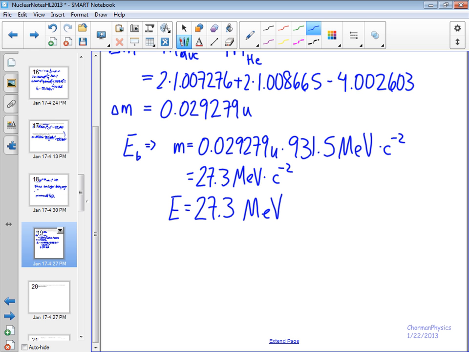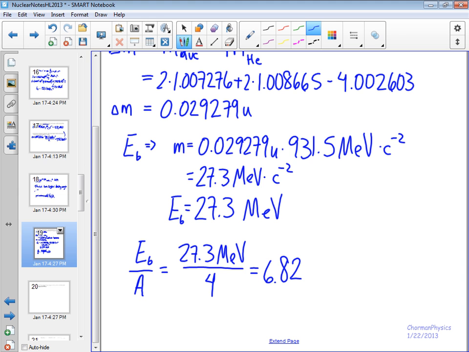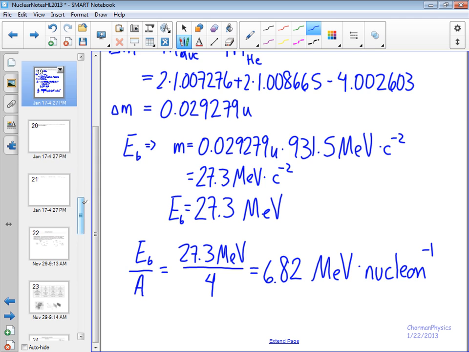So finally, the binding energy per nucleon, if we look at this, all right, per nucleon, which is the A, not atomic number, sorry, we end up with 27.3 mega electron volts divided by 4, and that gives us approximately 6.82 mega electron volts per nucleon. Okay? All right, so that's an example of finding binding energy, and there are a few more examples in the next page.